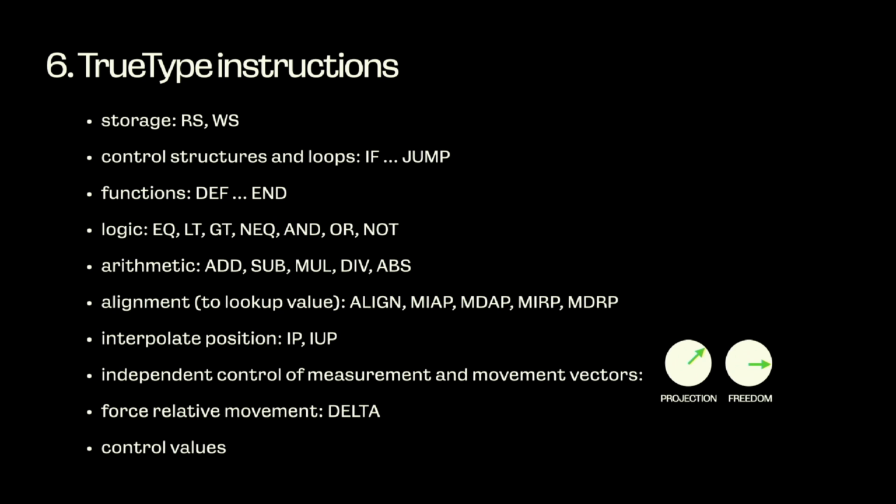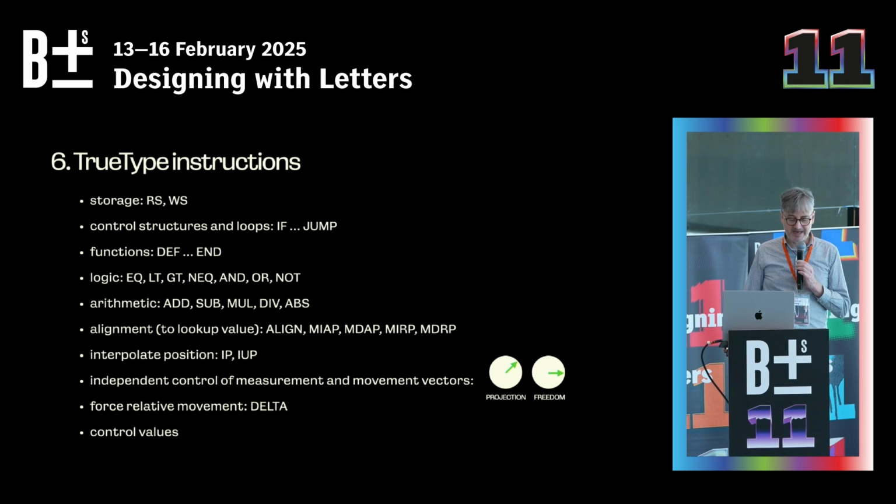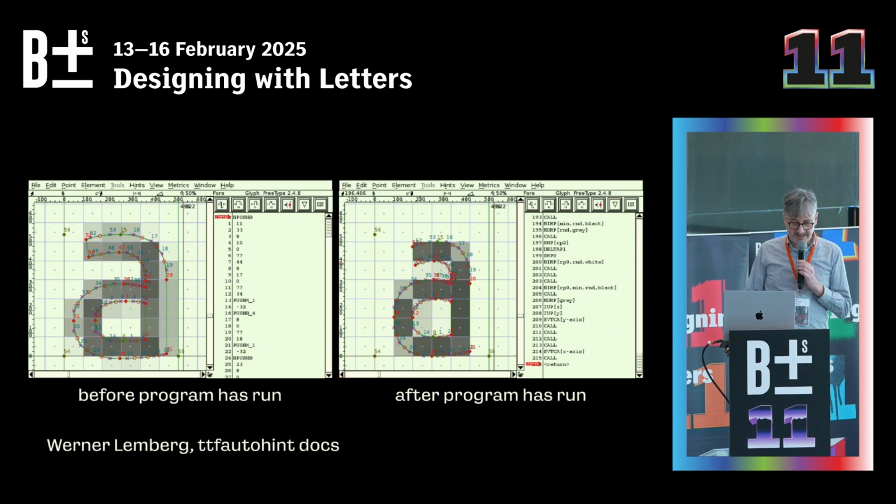It has arithmetic operators: add, sub, multiply, and divide. It also has special operators to align points, measure distances, make distances match a lookup value, and interpolate points as well. It also has a brilliant way to handle diagonal strokes using vector projection. Points move along the freedom vector, but are measured against the projection vector, which is great for diagonals, as I say. It's remarkable to realize that this all worked great back in 1991 on a Mac Classic with an 8 megahertz processor and 1 megabyte memory. Here's an A glyph shown before and after the hinting program has executed.